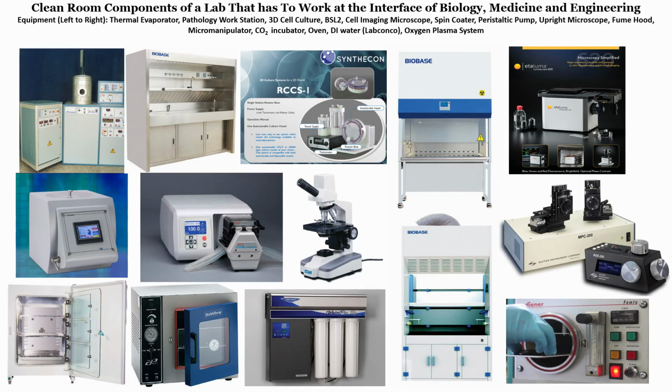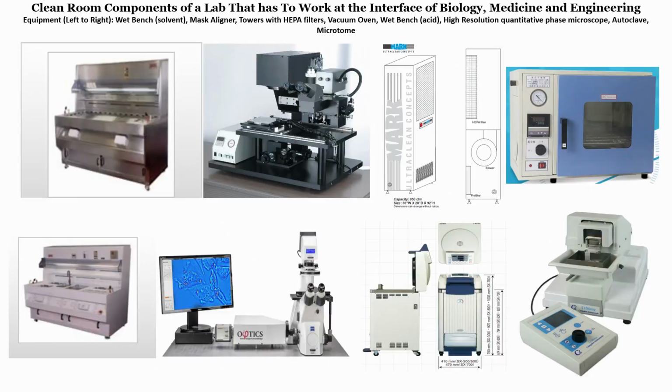Then we have a peristaltic pump, the one that you can see on the next line, with the wires over here, and then we have the upright microscope, followed by the fume hood. Then we have a micro manipulator, which we discussed in the last module, and a CO2 incubator, which we have also discussed. We should have a DI water plant, and we have an oxygen plasma system. So these are the basic equipment that one should have, or if they are there in the lab, it is easier for a person to work at the interface of biology, medicine and engineering.